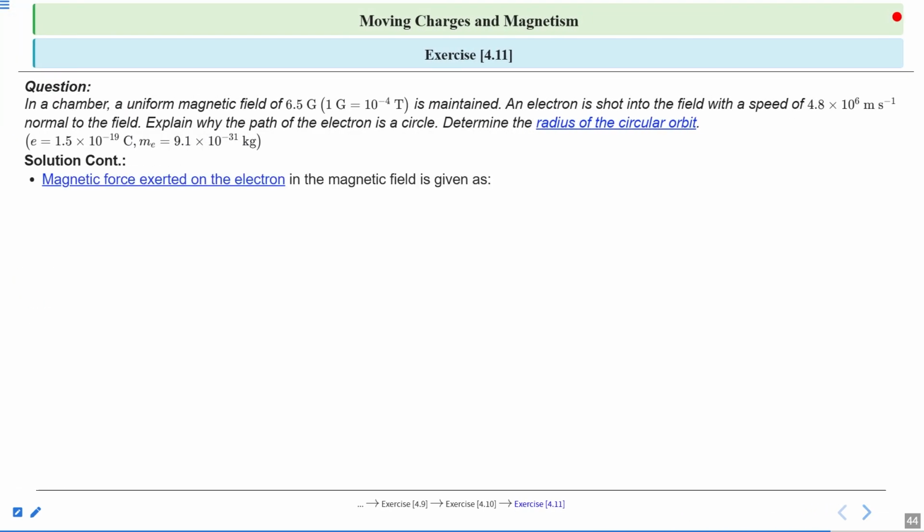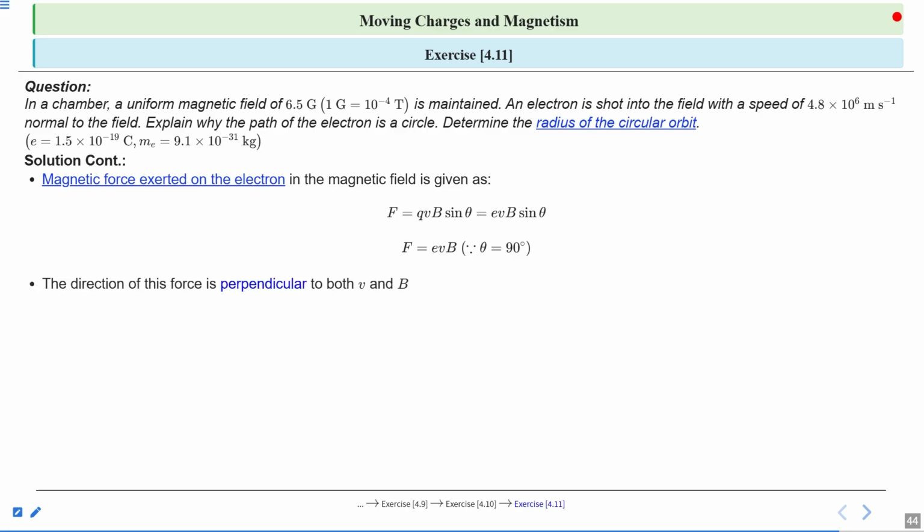Magnetic force exerted on the electron in the magnetic field is given as F equal to, so what was the magnetic force on the charged particle? Q V cross B, which is QVB sin theta n cap with direction, but magnitude is given as QVB sin theta. Here the charged particle is electron, so Q will be e. Theta is 90 degrees here, so force will be eVB because sin 90 degrees is 1.